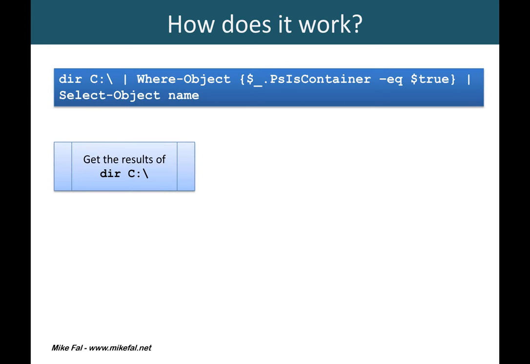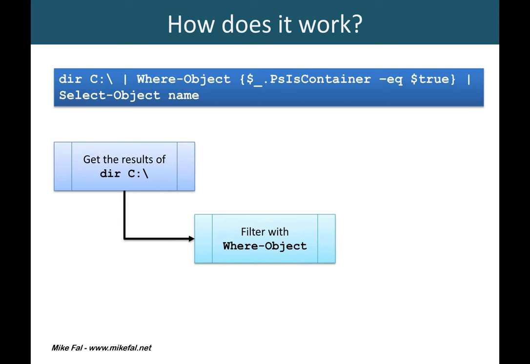But then when we use that pipe command or that pipe character, we're going to take those results, and it's like passing it through a gate, over a fence. I've heard a couple different analogies. But basically, you're taking all those results from that dir lookup, passing it through that pipeline to the next command. And the next command is this where object.